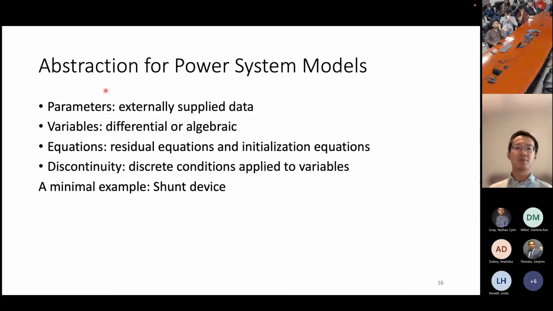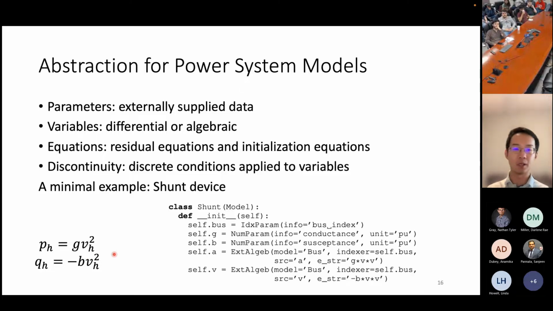To implement this framework, we start from the abstractions for power system models. We observe that power system models consist of parameters, variables, equations, and discontinuities. As an example, we describe a shunt device model, which injects active power and reactive power based on susceptance and conductance. This is a Python code snippet for describing a shunt.